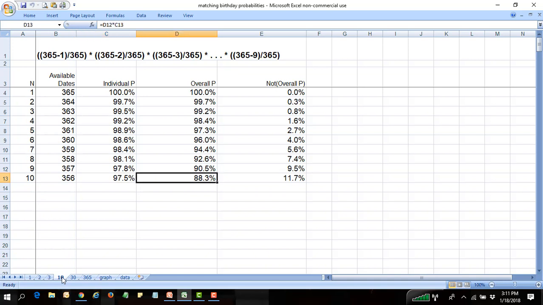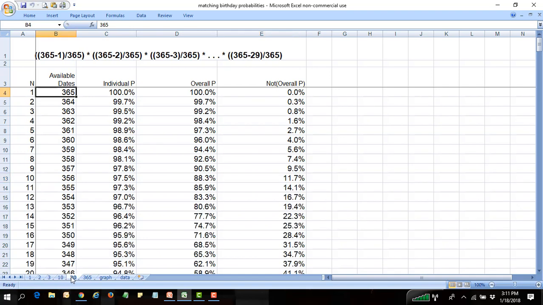But cumulatively, we're already down to an 88.3% chance that none of the people in the first 10 have matched each other, which means we have an 11.7% chance that they do, in fact, match a birthday. So if within the first 10 we had a birthday match, we'd be surprised but not stunned, because 11.7% of the time we would expect that to happen.